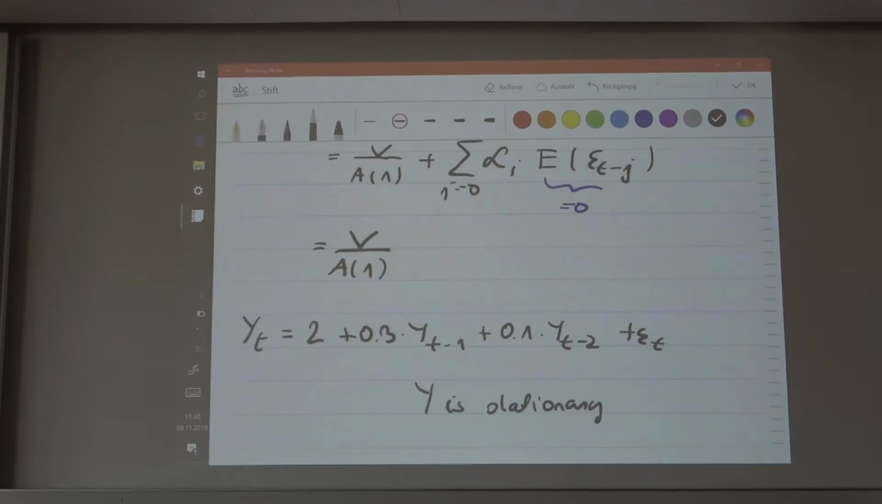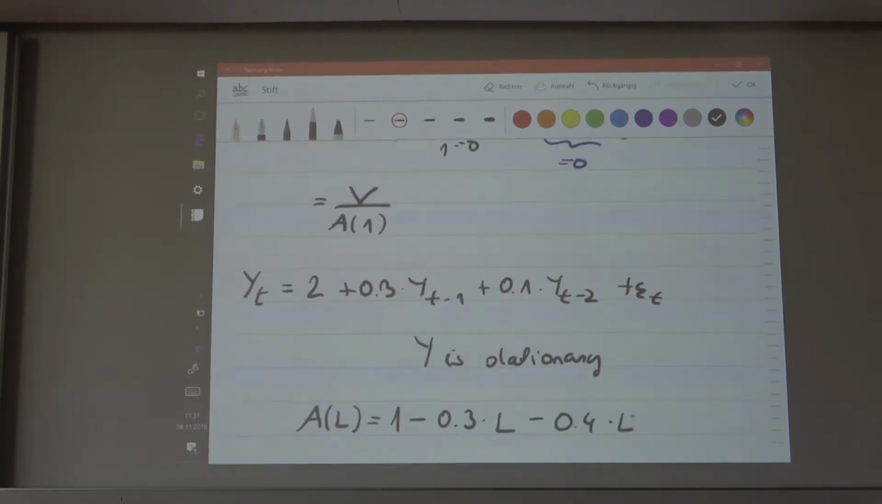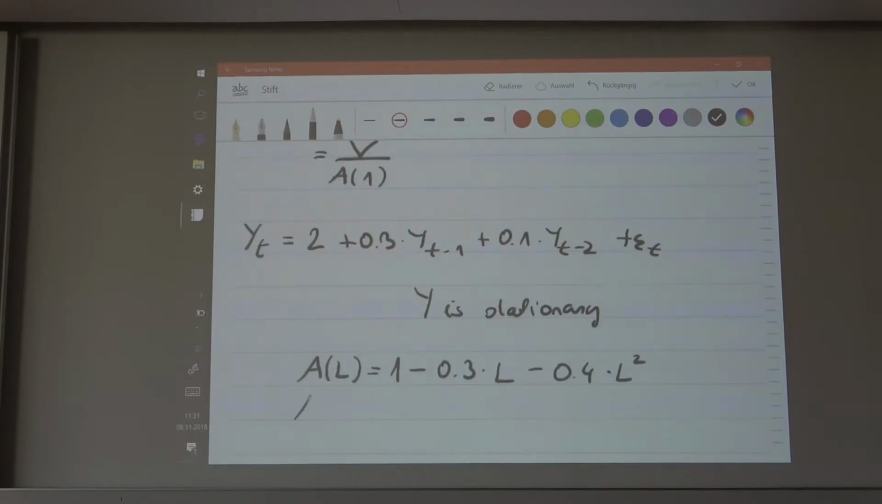Now, if the process is stationary, what's going to be the expectation? What's going to be the lag polynomial? The lag polynomial is going to be equal to 1 minus 0.3 times L minus 0.4 times L squared. So if you calculate the lag polynomial at point 1, you get 1 minus 0.3 times 1 minus 0.4 times 1 squared, which is 1 minus 0.3 minus 0.4 equals 0.3. That's going to be the lag polynomial.